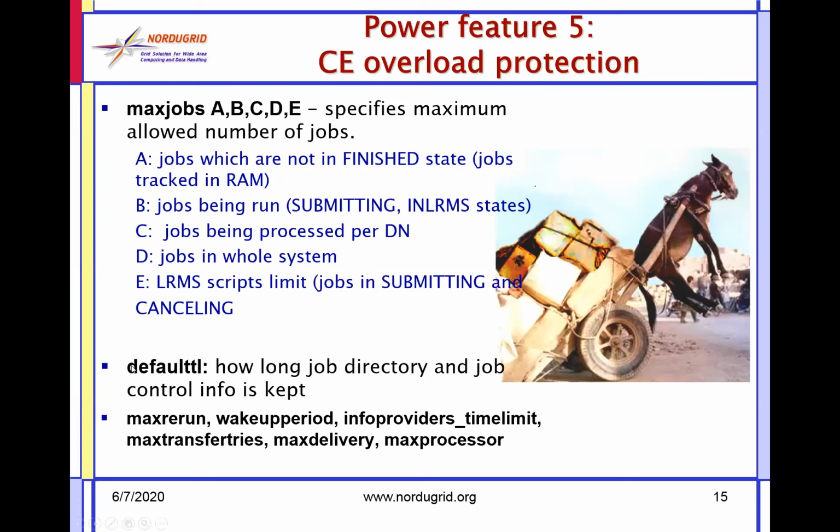And also, default DTL is a way to customize how long a job directory is kept after the job finished on your clusters. Plus, we got many other overload protections, system resource limit parameters. This is not very well known, but this is a very powerful feature of ARC. You can control how many jobs you are actually entering into the cluster through ARC6.